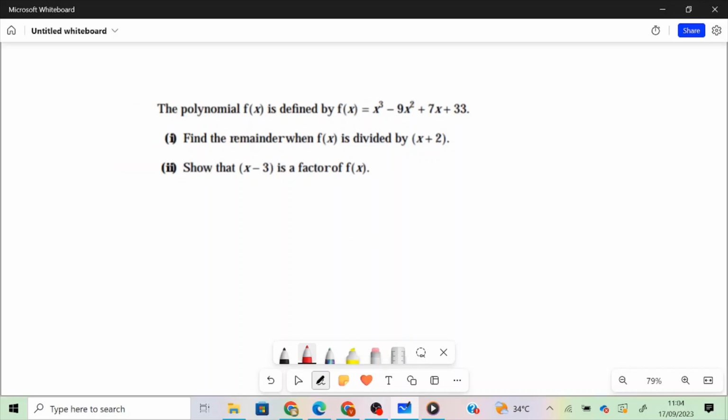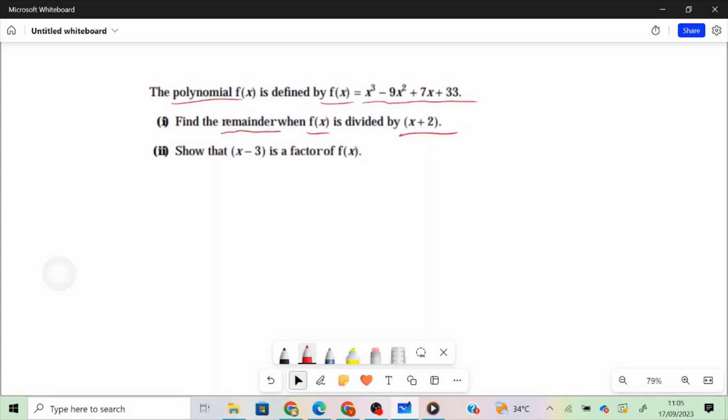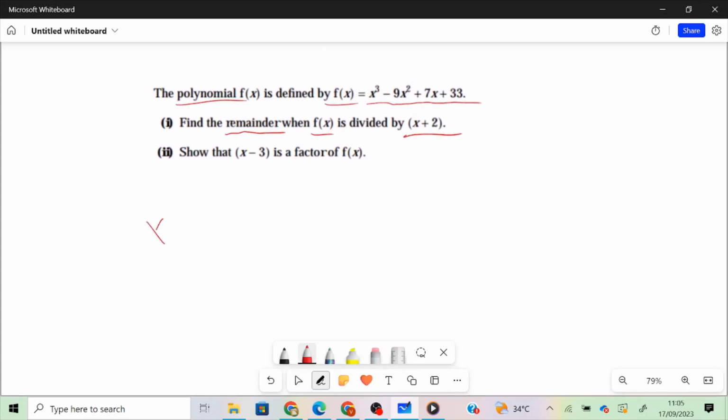Right, so for the first example, we have the polynomial f of x defined by f of x equals x cubed minus 9x squared plus 7x plus 33. Okay, good to know. Part I says find the remainder when f of x is divided by x plus 2. Now, we did something similar earlier in the video using the long division method, but let's now have a look at it the shorter way. Our f of x is x cubed minus 9x squared plus 7x plus 33, and it's divided by x plus 2.